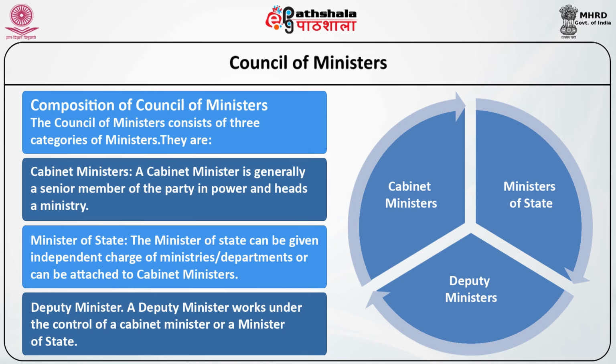Second in seniority come the Ministers of State. The Ministers of State may be given an independent charge. And third in the line are the Deputy Ministers. The Deputy Ministers are never given an independent charge. They assist either the Ministers of State or the Cabinet Ministers.